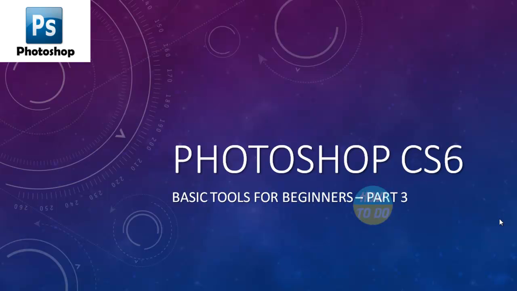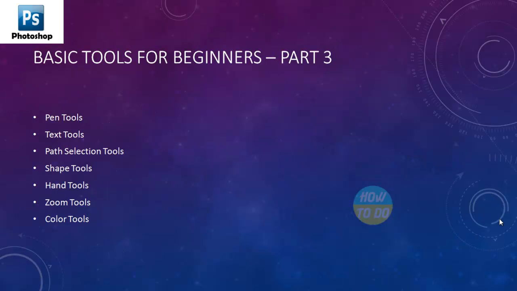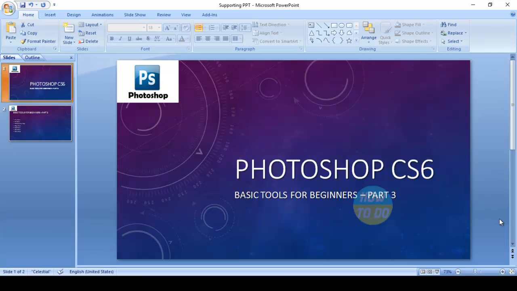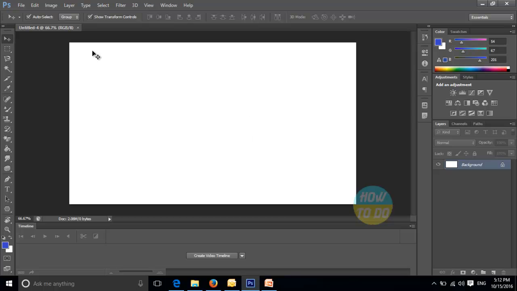Today we're going to learn about Photoshop CS6, the basic tools for beginners, which is part 3. In part 1 and part 2, we covered a few sessions wherein we understood a few tools of Photoshop CS6. Now, in this particular session, the tools we're going to cover are the pen tool, the text tools, the path selection tools. We'll understand the shape tools, how to use the hand tool, zoom and color tools. So now let's quickly go to Photoshop and understand the concept of using these particular options.